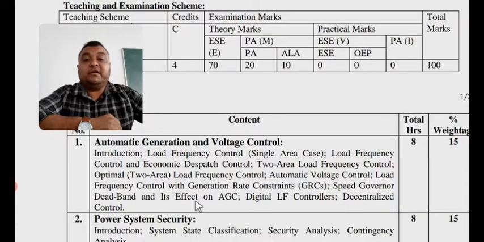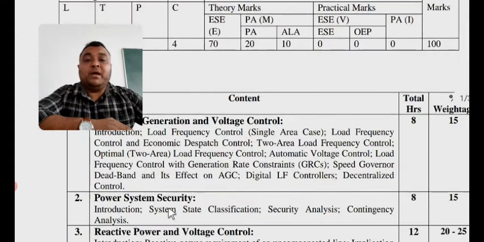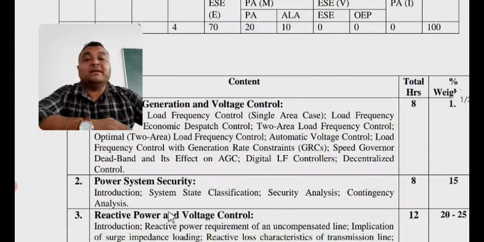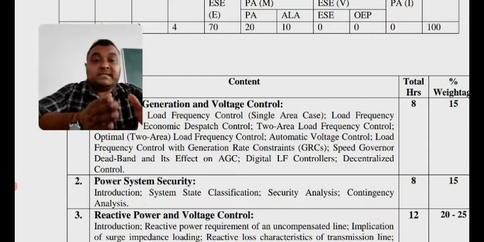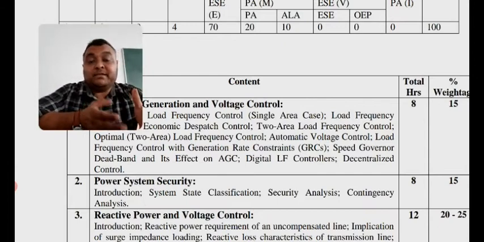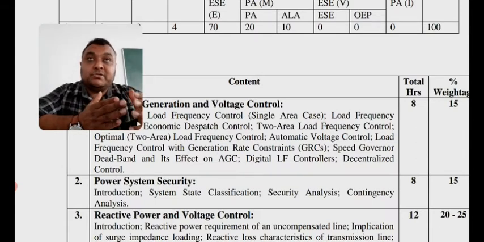After successfully completing this chapter, we can move towards the second chapter, that is power system security. As its name suggests, this chapter is about how we can optimally transfer the power from one end to the other end of the electric system. For that, we have erected transmission lines and distribution lines.